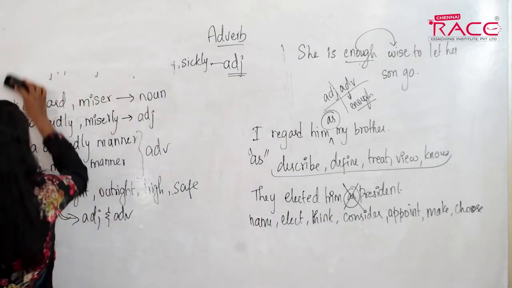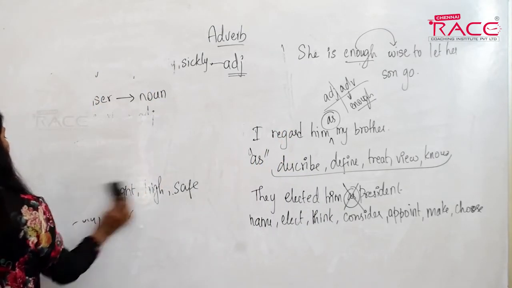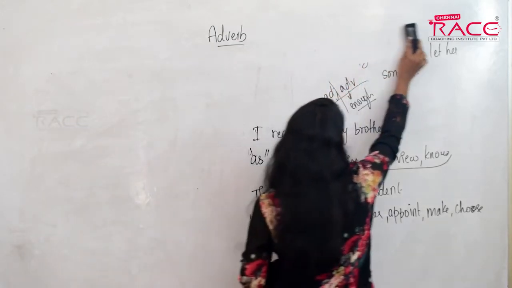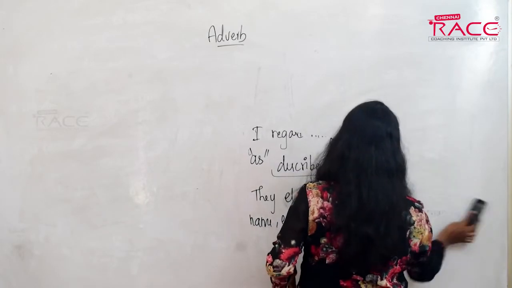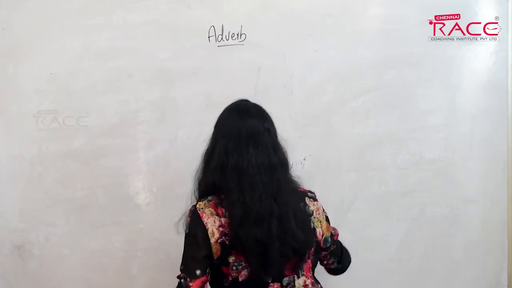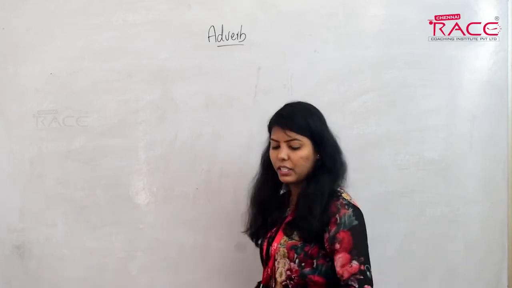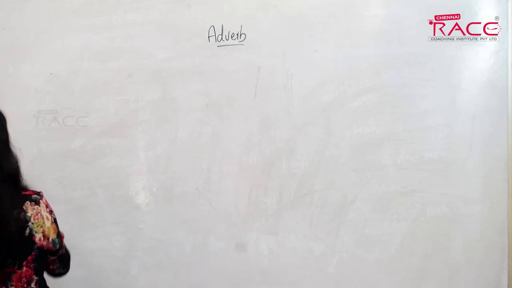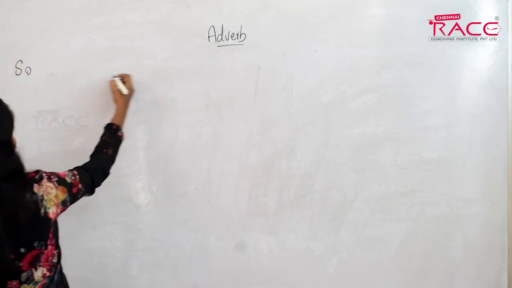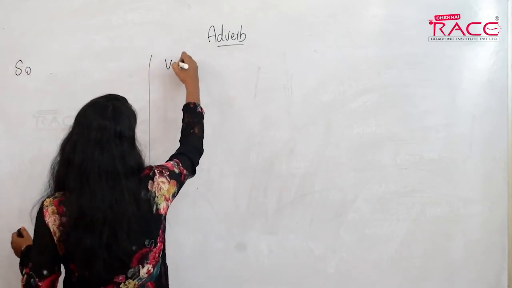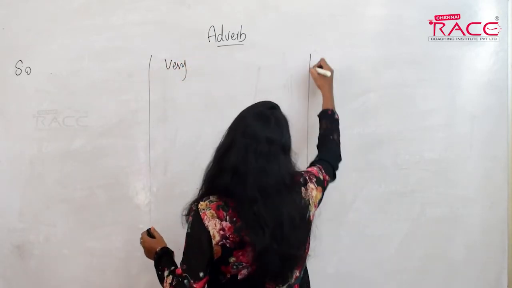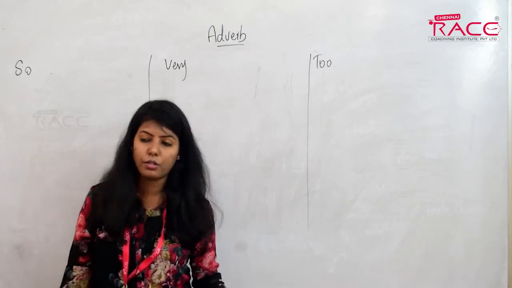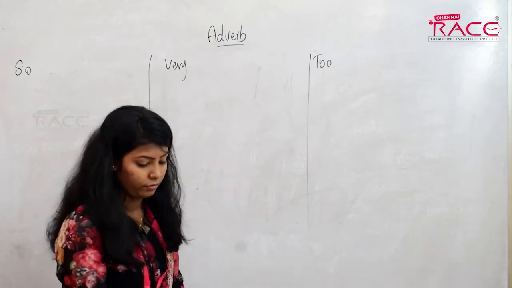Now I'll tell you one more thing. What is the difference between so, very, and too? Give me the difference between so, very and too. Where do you use so? Where do you use very? Where do you use too? Tell me.